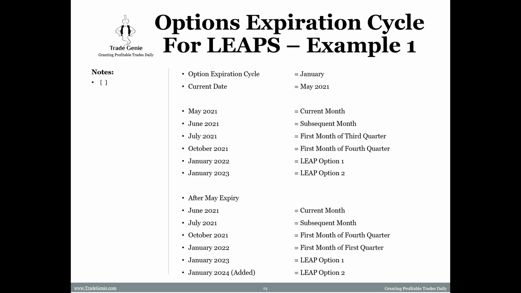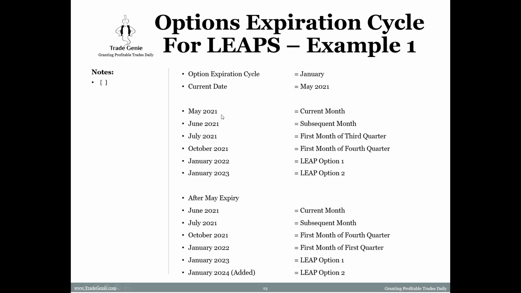So think about this. May is the current month. The formula for the standard option is the current month plus the subsequent month plus 2 months. For the LEAP, the formula is the current month plus the subsequent month plus 2 months, then the coming January, and then another January.